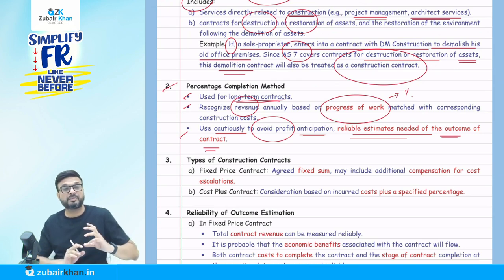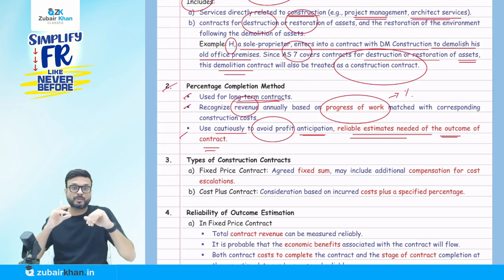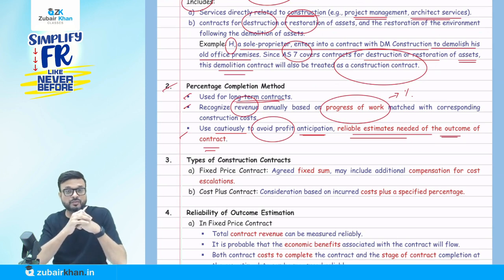So in that case, it might happen that the loss may come, or we have shown more profit. So we may declare the dividend that we have a huge amount of profit. It might happen. So we have to use this method very cautiously. There should not be any mistake here, otherwise the profit will not come out correct.